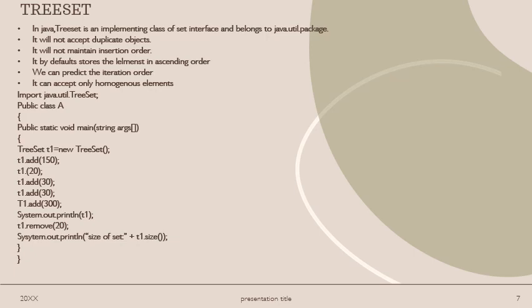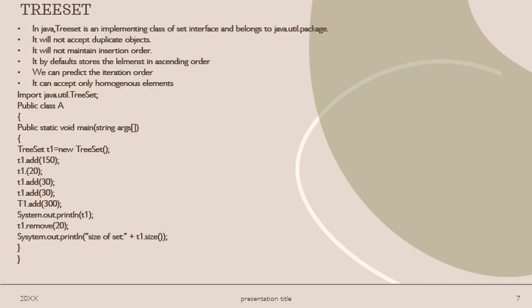In Java, TreeSet is an implementing class of the Set interface and belongs to the java.util package. It will not accept duplicate objects. It will not maintain insertion order. It by default stores the elements in ascending order. We can predict the iteration order. It can accept only homogeneous elements. We can look into the example here, that is import java.util.TreeSet and public class A. We're going to declare a class named A and the main function.